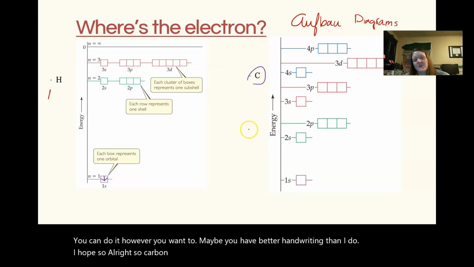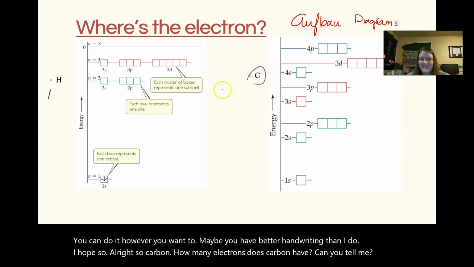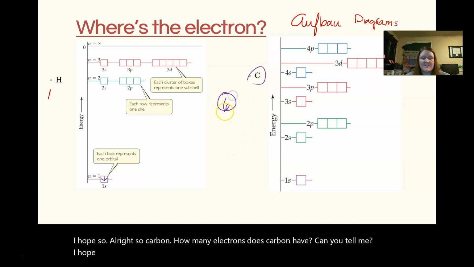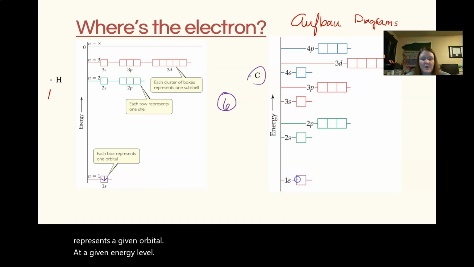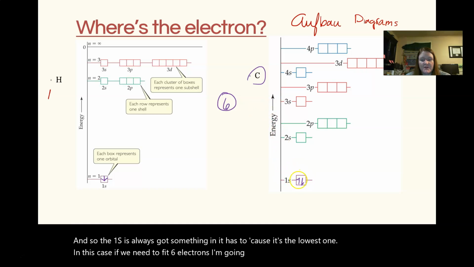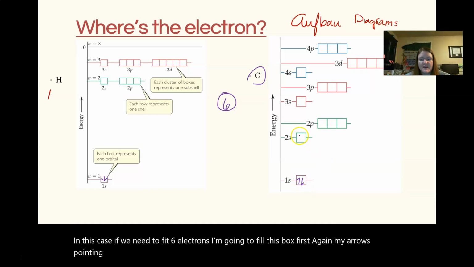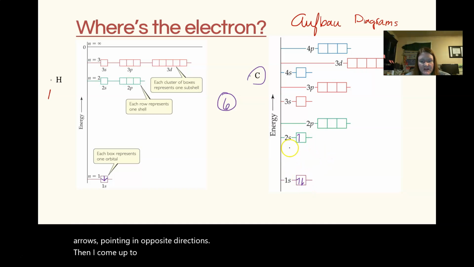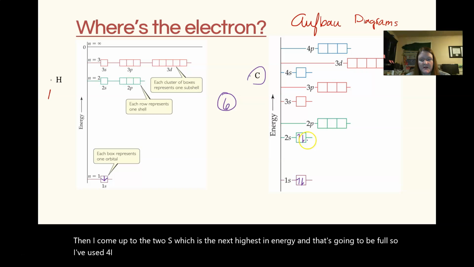Maybe you have better handwriting than I do. I hope so. All right, so carbon. How many electrons does carbon have? Can you tell me? It has 6. It's based on the atomic number. So we're going to fill in each box that represents a given orbital at a given energy level. And so the 1s always has something in it. It has to, because it's the lowest one. In this case, if we need to fit 6 electrons, I'm going to have to fill this box first. Again, my arrows are pointing in opposite directions. Then I come up to the 2s, which is the next highest in energy, and that's going to be full. So I've used 4. I have 2 more electrons left.